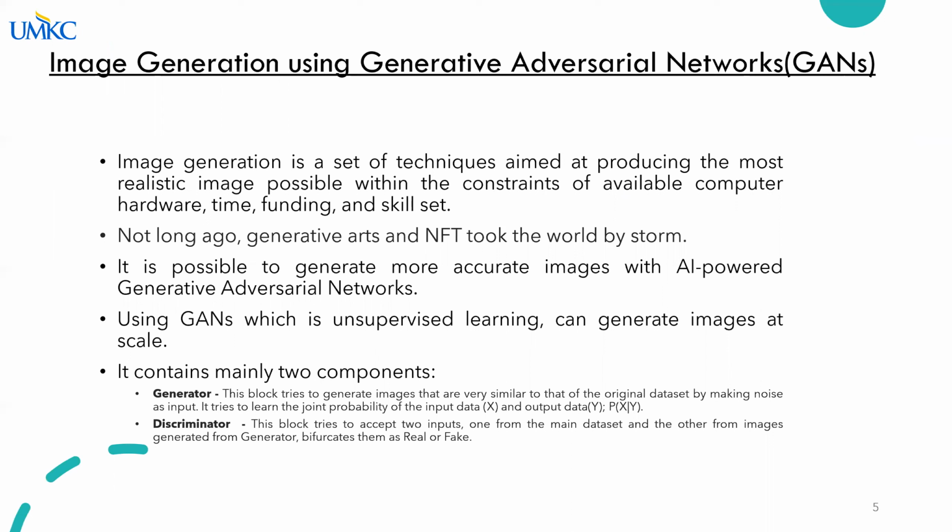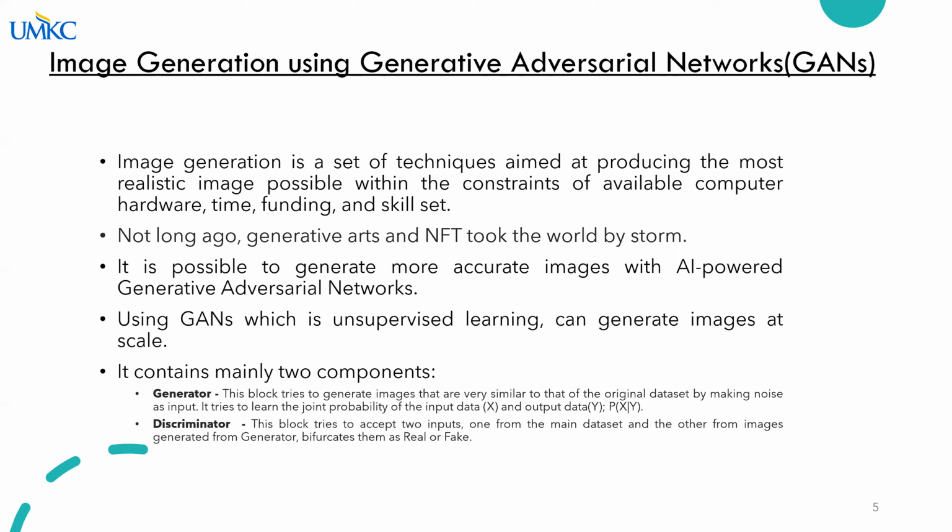Coming to the image generation part, image generation is a set of techniques aimed to produce a realistic image within the possible features that are available within the resources available at that point of time. Generative arts and images are very famous, as now they are mostly converting generative art into NFTs and selling them as non-fungible tokens, which is a trending topic. In order to implement one such thing, that can be done by deep learning AI-powered generative adversarial networks, or GANs.